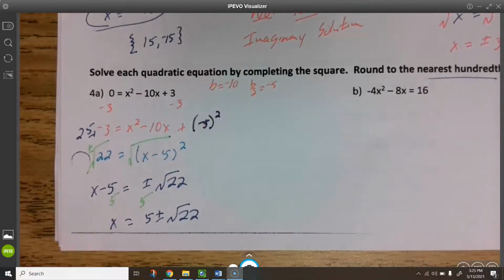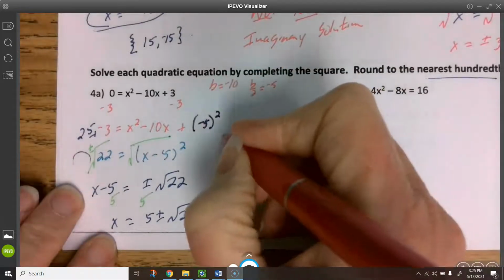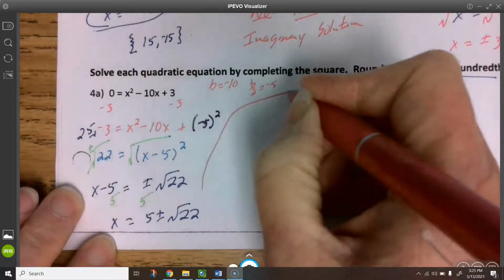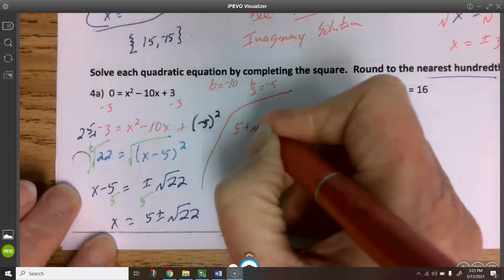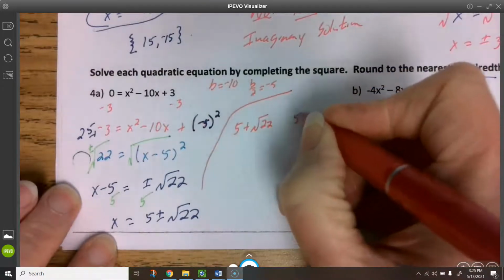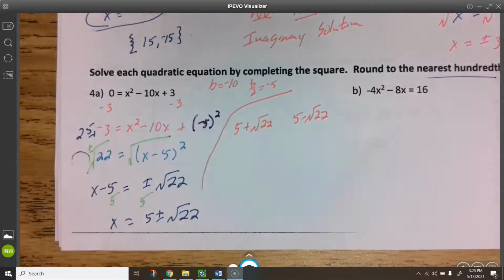So then that breaks down into 5 plus square root 22 and 5 minus square root 22. Pull out the calculator.